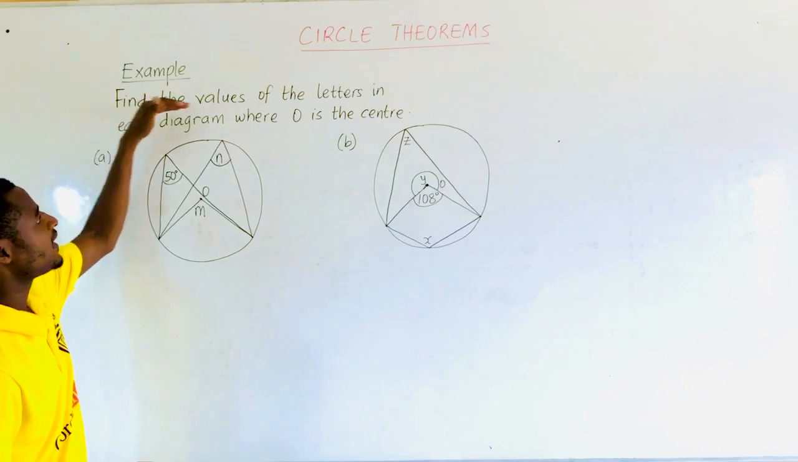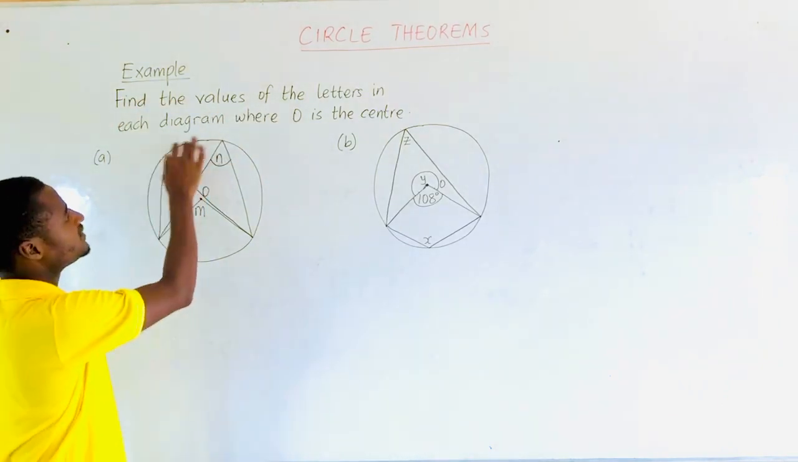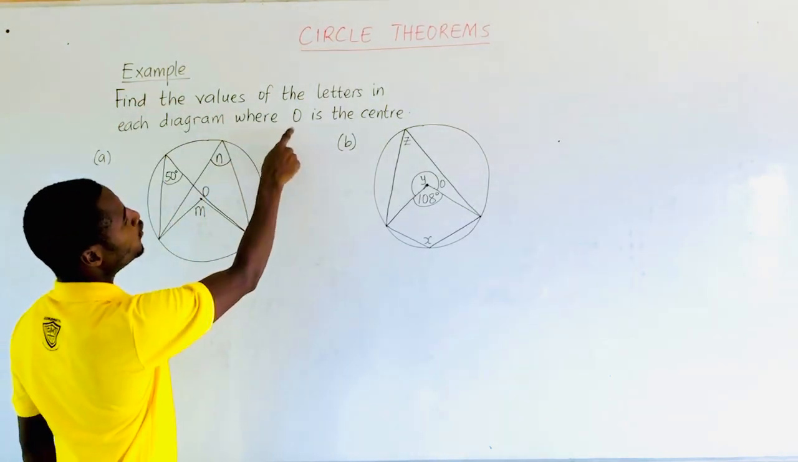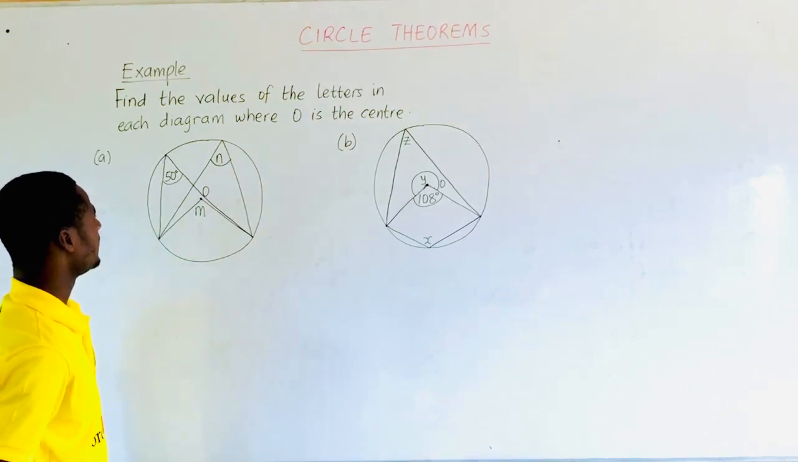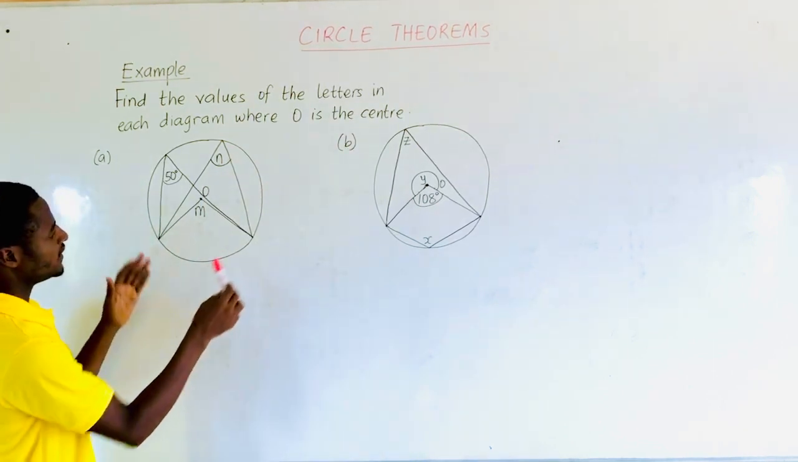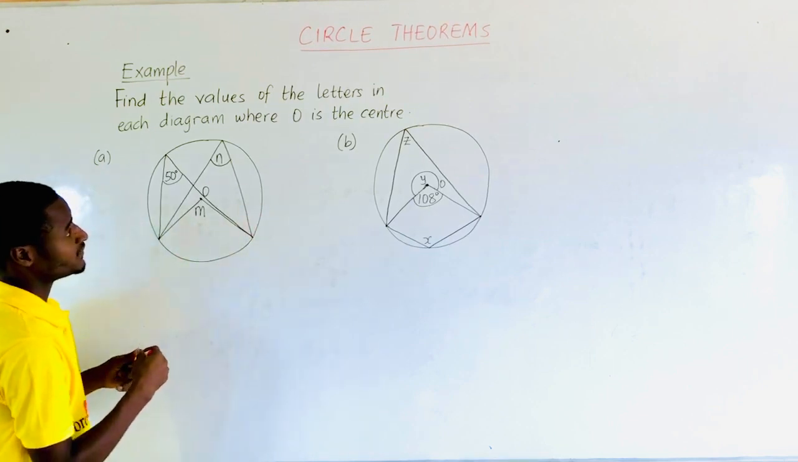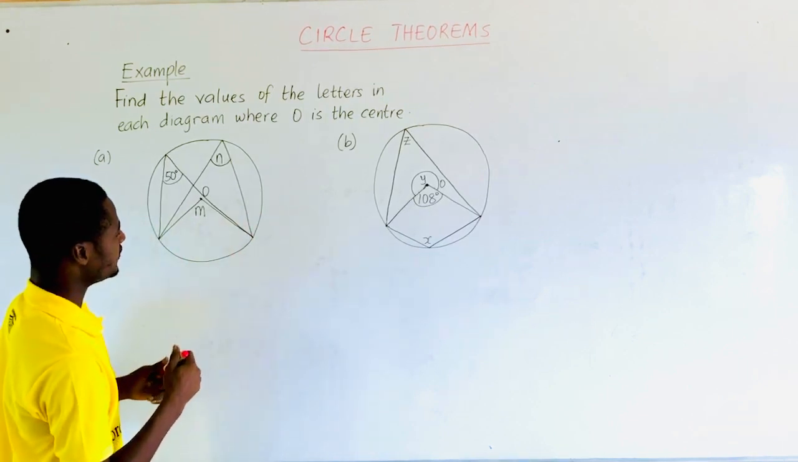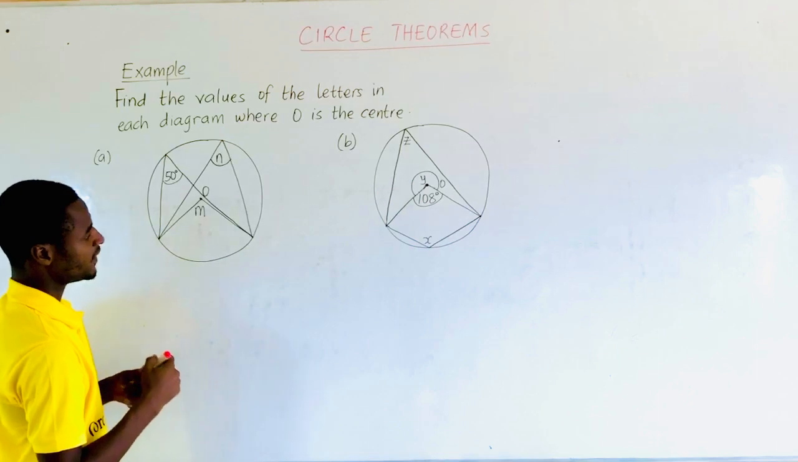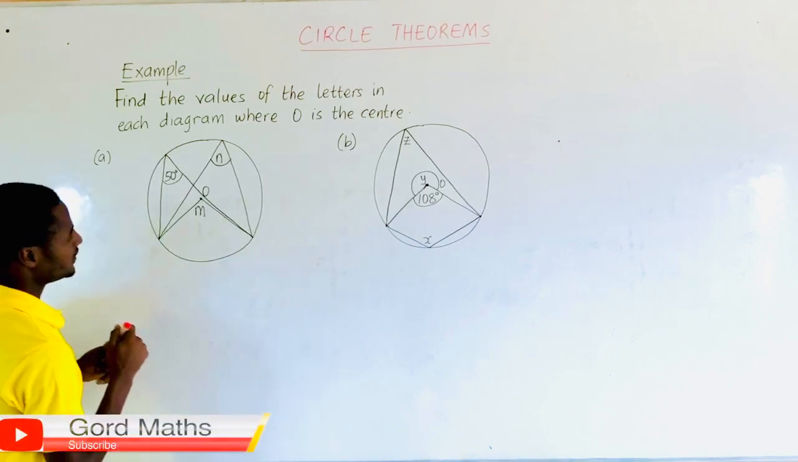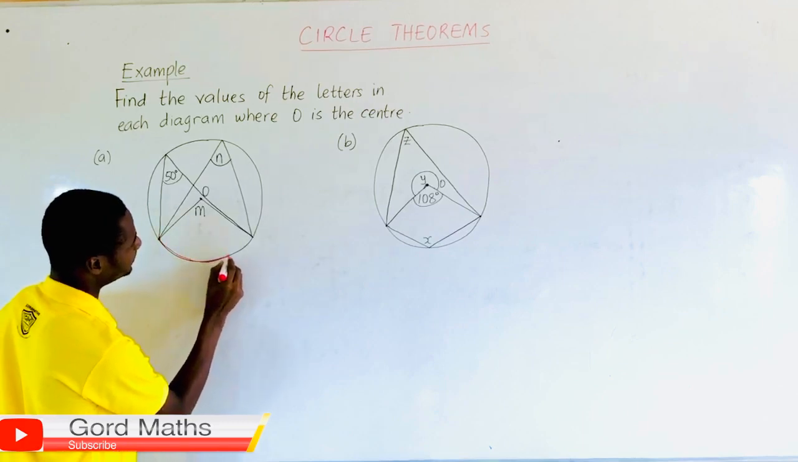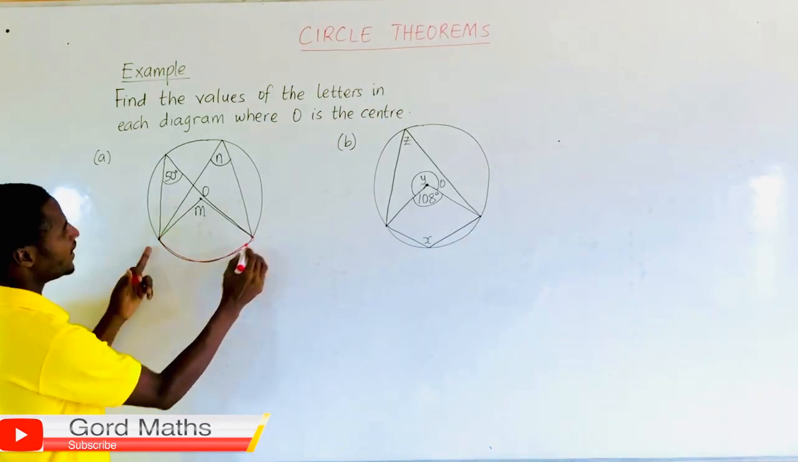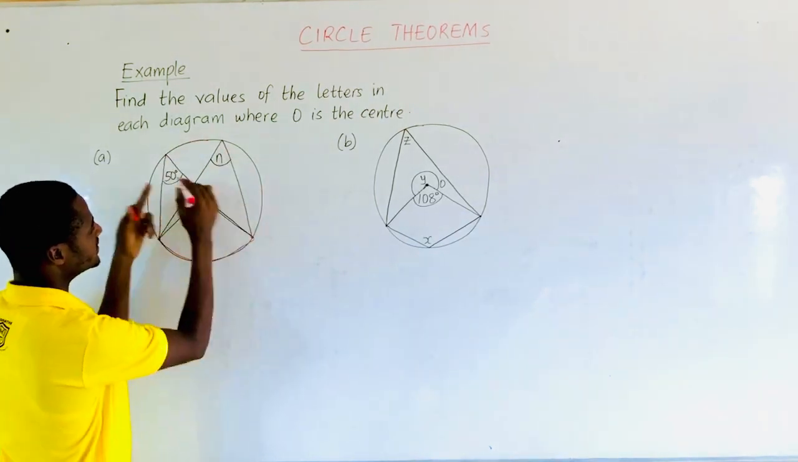Let's find the values of the letters in each diagram, where O is the center of each circle. Now looking at the first diagram, and from the four basic theorems of a circle that we have discussed earlier, you would observe that from this chord, we have different angles extended.